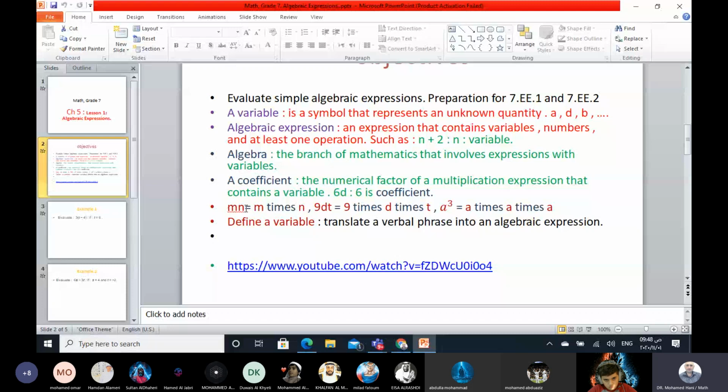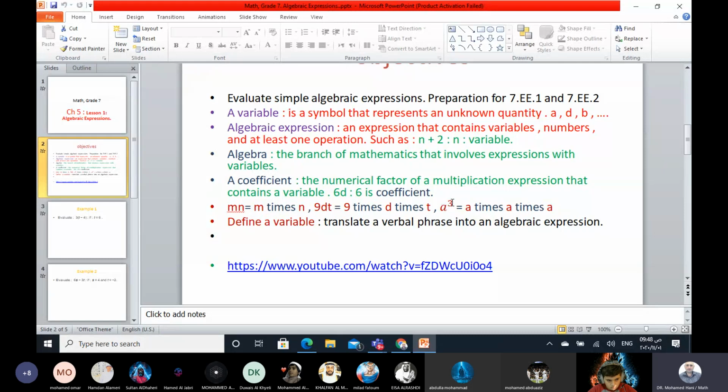When you have mn, what is the meaning of mn? Here we have two variables, and the operation between them is multiplication. So mn means m times n. When we have 9dt, what is the meaning of this expression? The operation between them is multiplication. So 9dt means 9 times d times t.